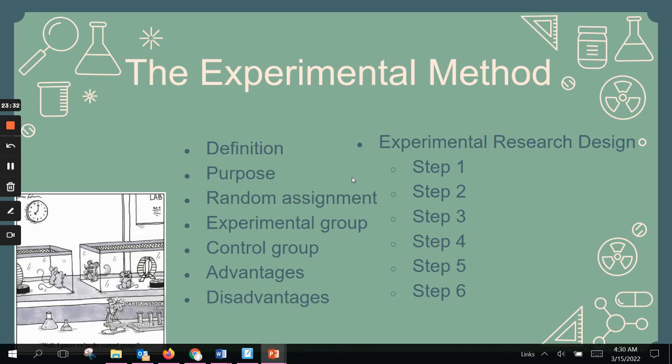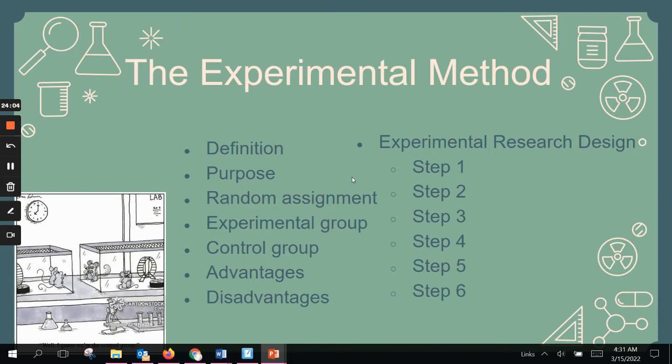So our experimental research design has six steps. It's very similar to the scientific method. So step one is identifying a hypothesis. I'm going to say that my chemo drug, Curette, in addition to the standard chemo regimen, is more effective. In step two, I'm going to have a selection of research participants through random assignment. So I'm going to get a list of 100 people who are diagnosed and are just about to start chemo.